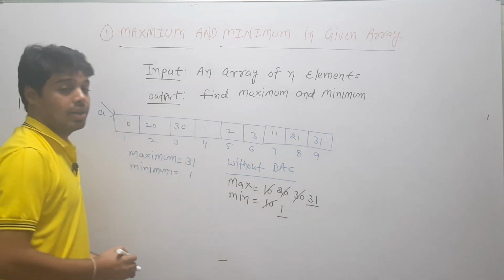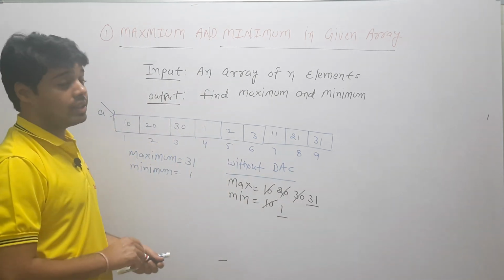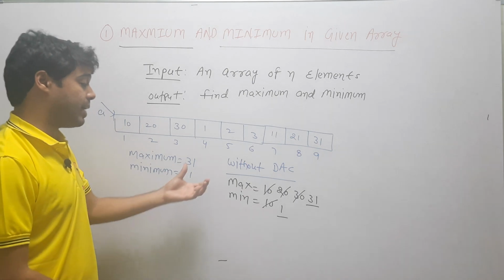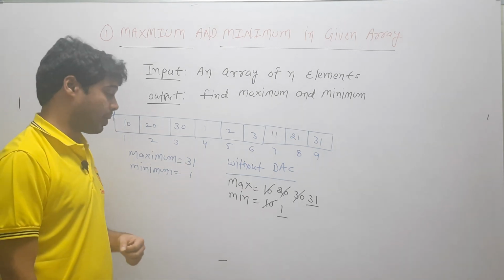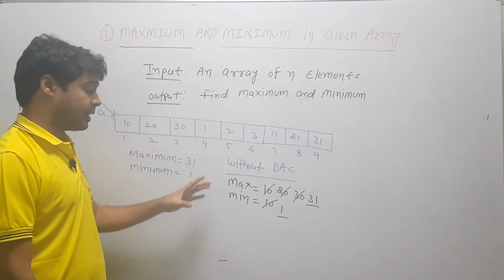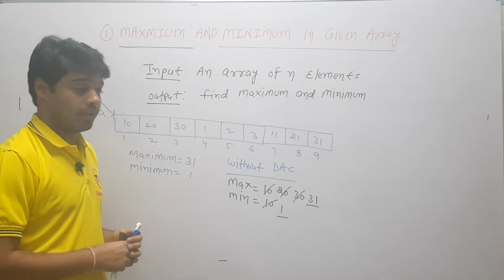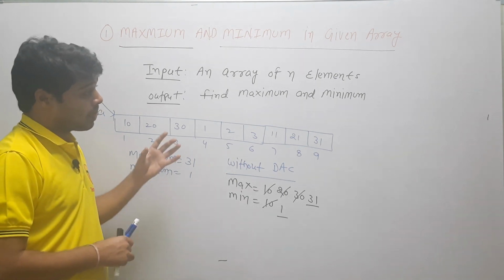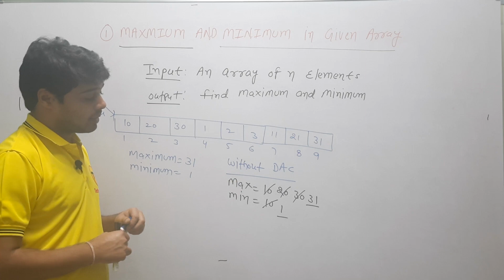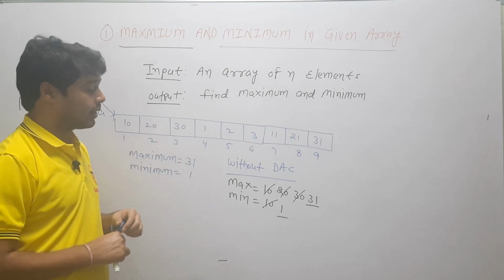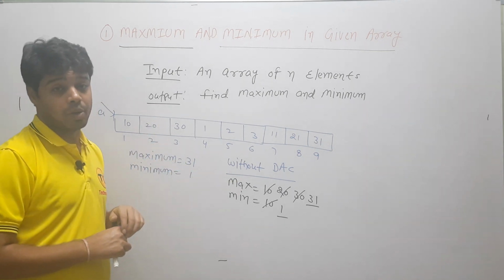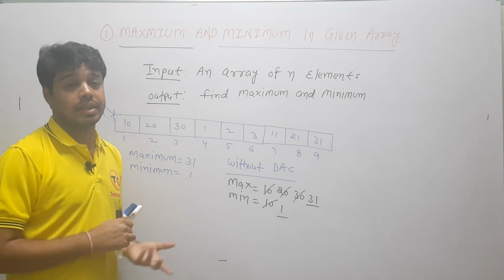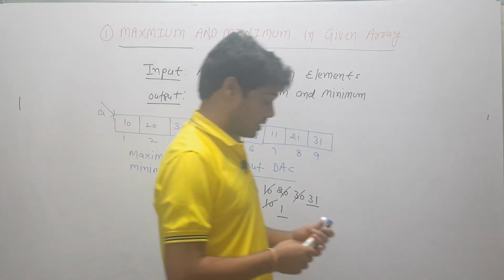So this is the approach. What is the approach here? Initially assume the first element is the maximum and the first is the minimum, and after that update every maximum and every minimum. Okay, so let's take the example here and see the code without divide and conquer, and discuss the time complexity in the worst case, best case and average case. Okay, so let's see this one.